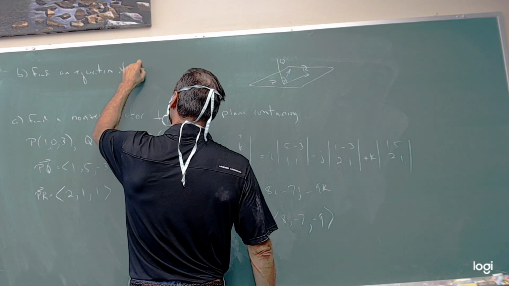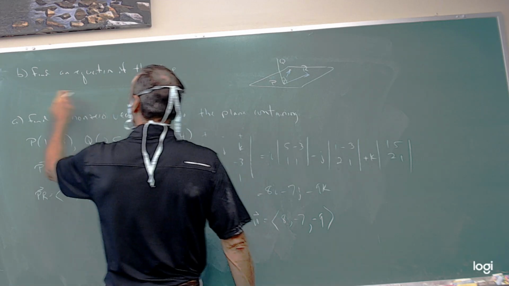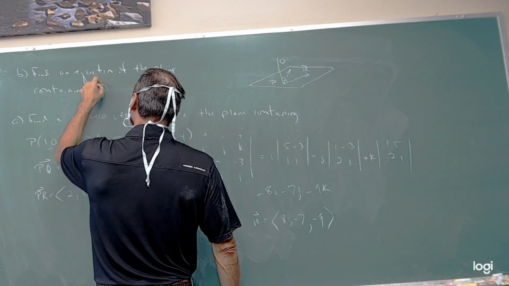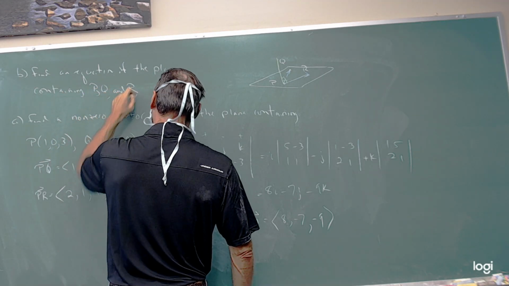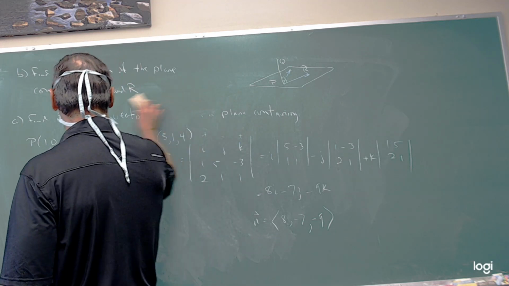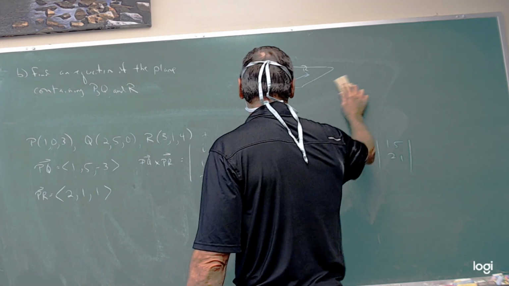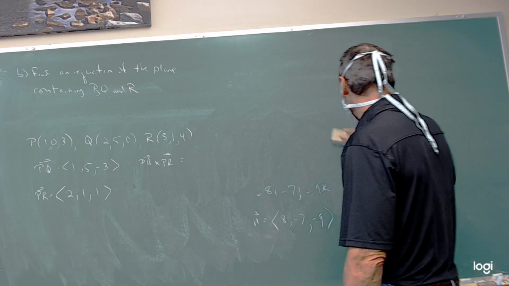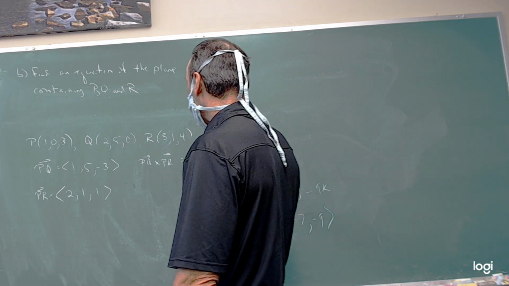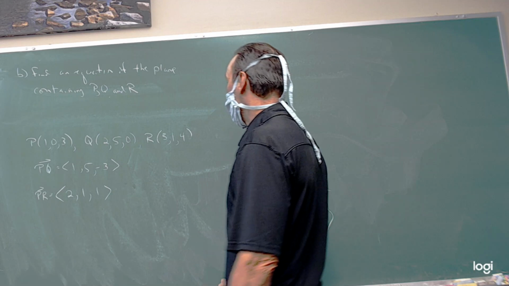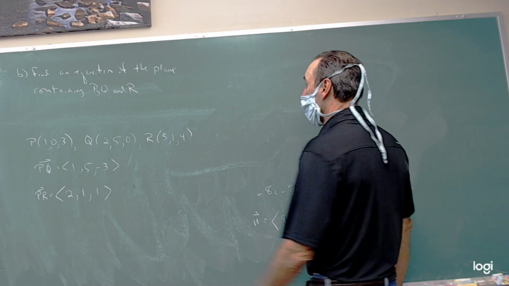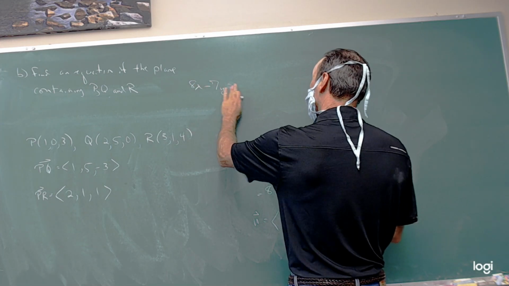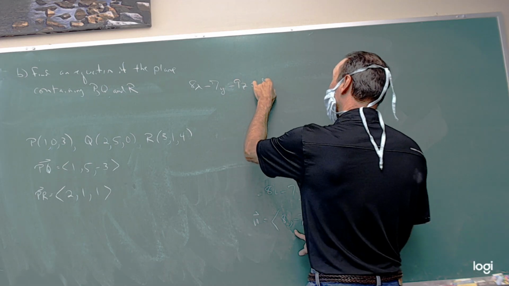Okay, so B is going to be find an equation of the plane containing P, Q, and R. Which point did you use? P. Should get the same D, right, no matter what, in theory. Yeah. Minus 9. So we're going to go 8x minus 7y minus 9z equals D.